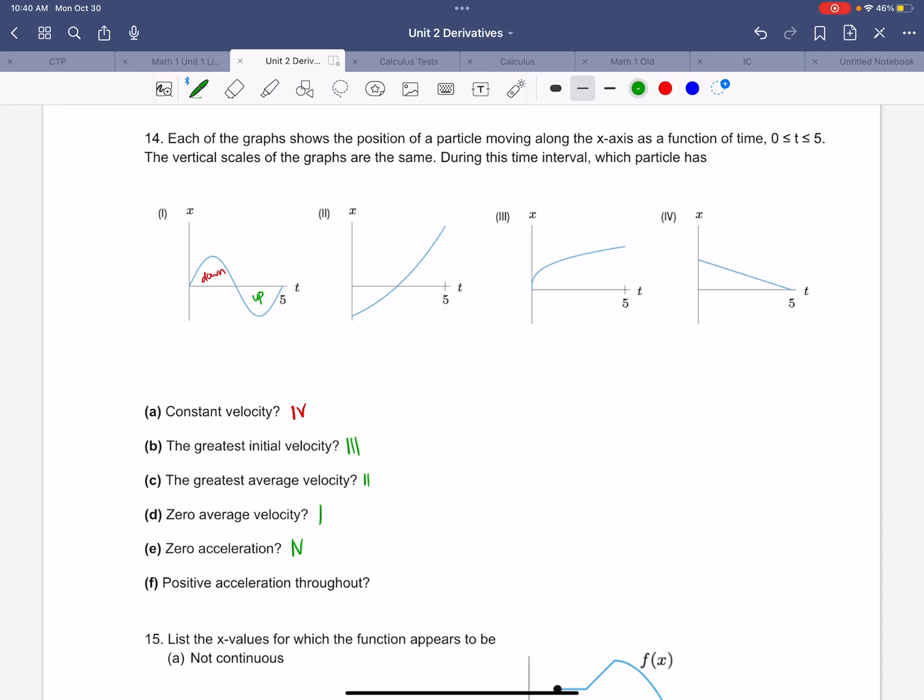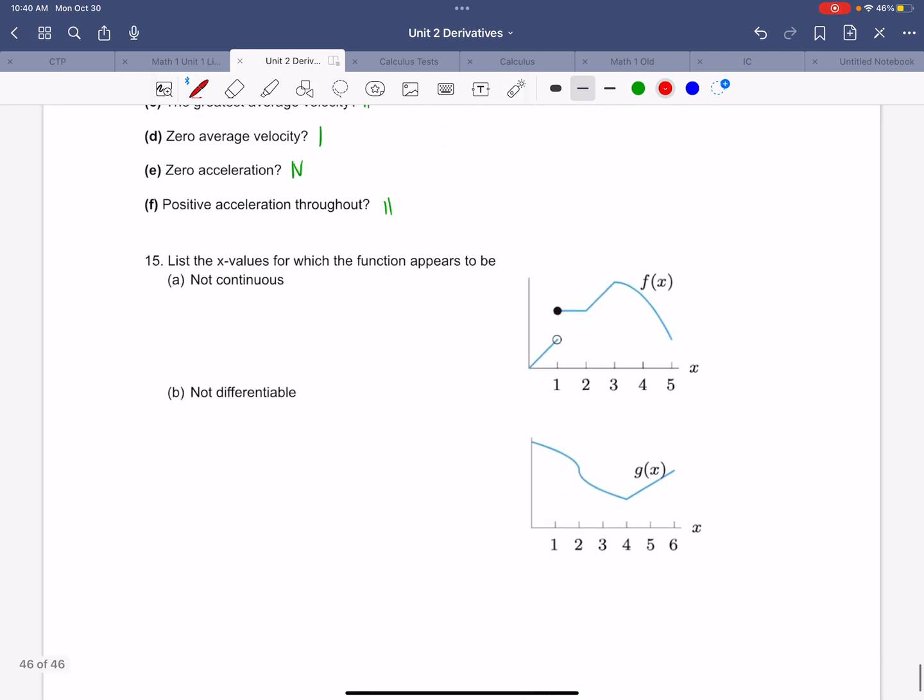And then a positive acceleration throughout means that even though graph 1 has a portion of this interval that's concave up, which would be a positive acceleration, we want something that's going to be throughout the entire interval, and that's going to happen at graph 2. You are strictly concave up on that interval. It's not going to be graph 3 because you're concave down.